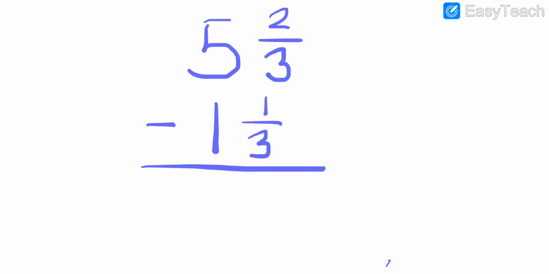Now let's subtract some mixed numbers. I set it up vertically and I'm going to subtract my fractions first. So I'm going to do 2/3 minus 1/3. Again, I just subtract the numerators. I do not subtract the denominators. So 2 minus 1 is 1. My denominator will stay 3. And now I will move to the whole number. 5 minus 1 is 4. So 5 and 2/3 minus 1 and 1/3 would equal 4 and 1/3.